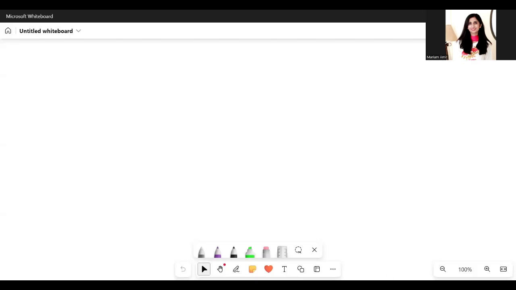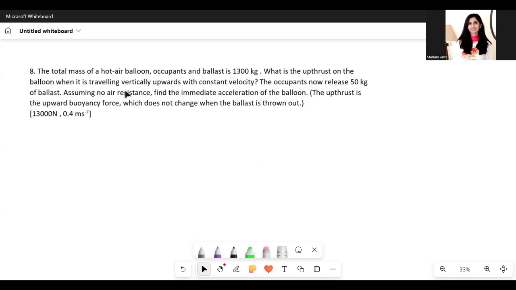We're continuing our lesson on vertical motion and Newton's second law that we started yesterday. So here's another question. The total mass of a hot air balloon, occupants and a ballast is 1300 kg.